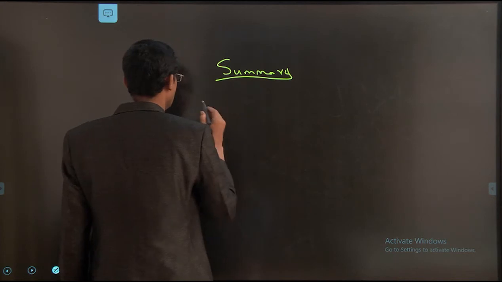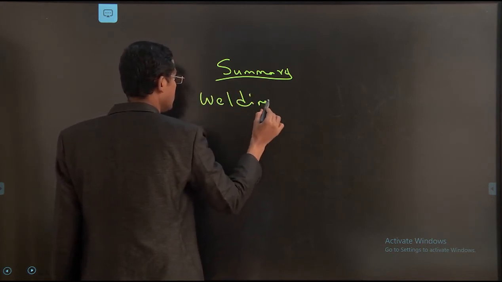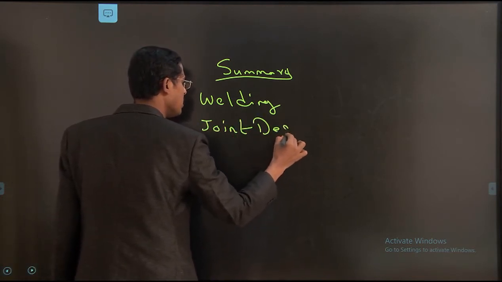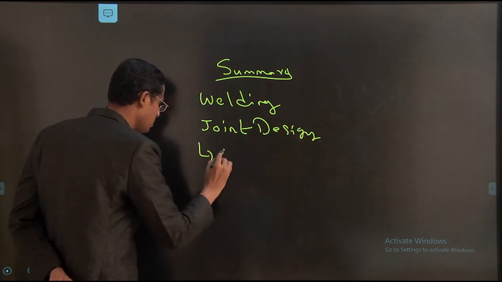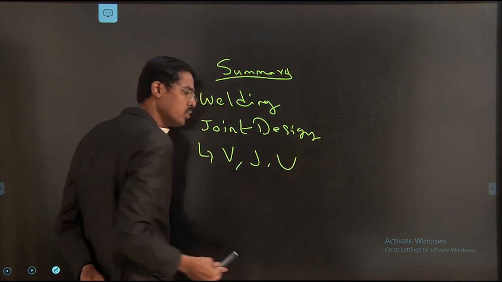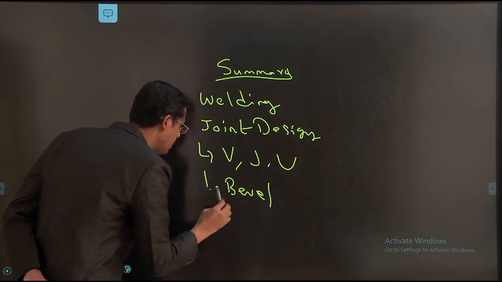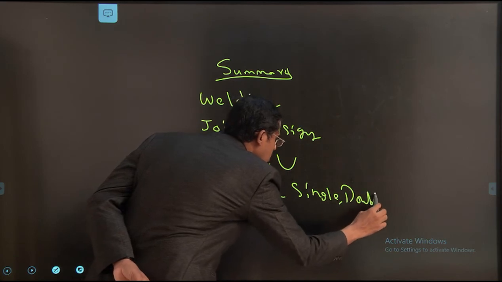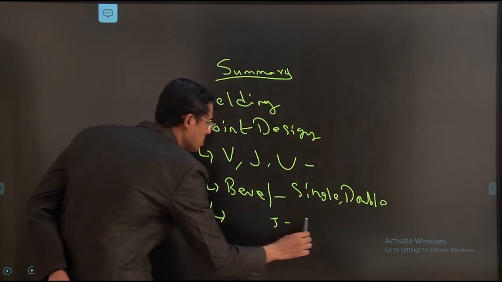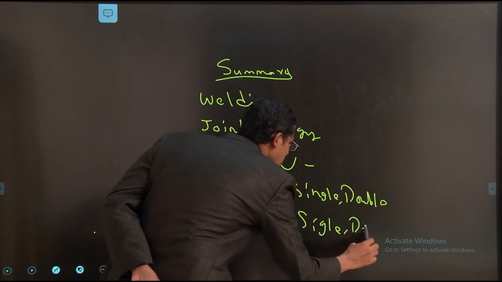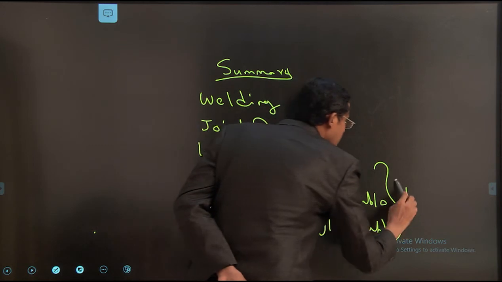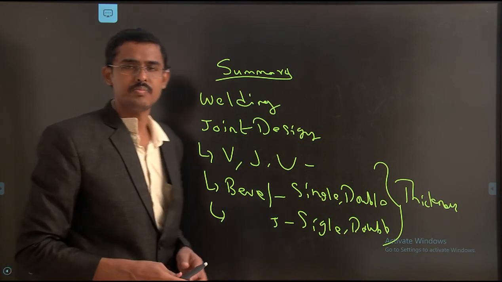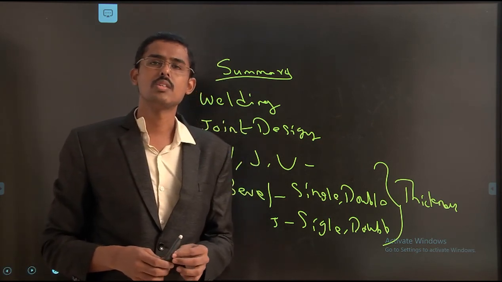Summary. In welding, we have seen about the joint configurations, joint design, such as V, J, U, single and double. J also we have done; in the J also, single and double. All these things are based upon thickness. The remaining part of the subject we'll see in the next session. Thank you.